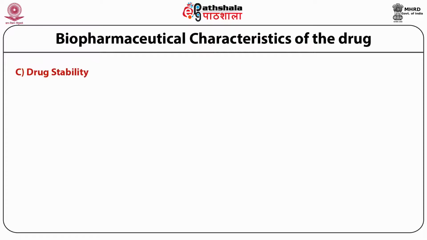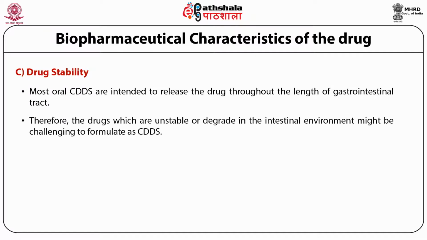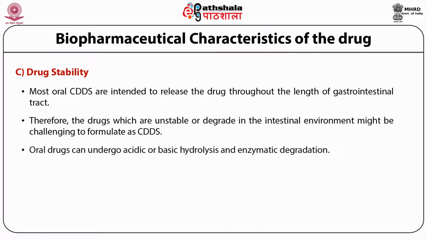Stability of the drug. Most oral controlled drug delivery systems are intended to release the drug throughout the length of the gastrointestinal tract. Therefore, the drugs which are unstable or degrade in the intestinal environment might be challenging to formulate as controlled drug delivery systems. Oral drugs can undergo acidic or basic hydrolysis and enzymatic degradation.